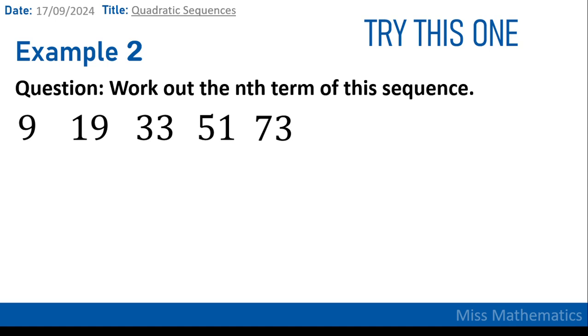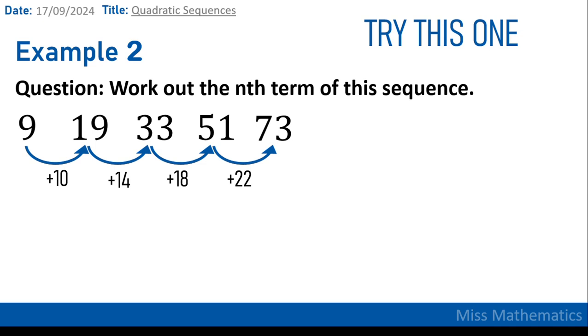We have 9, 19, 33, 51 and 73. If we find the difference between each of these, we get 10, 14, 18 and 22. The difference of the difference is 4. Can you remember the next step? The next step is to divide this by 2. So 4 divided by 2 is 2.